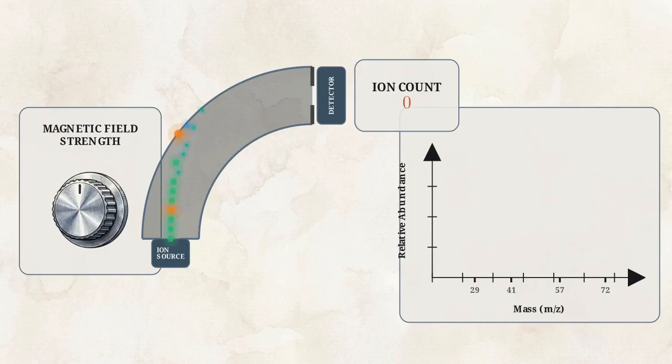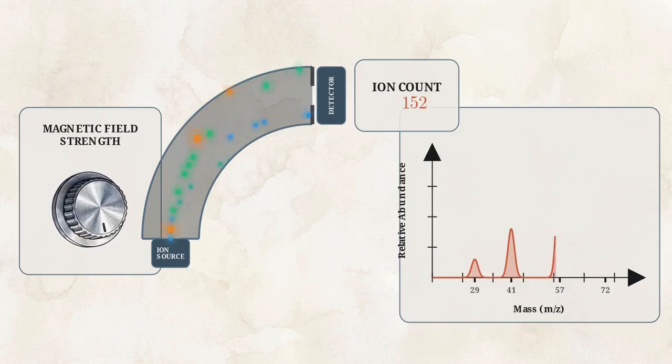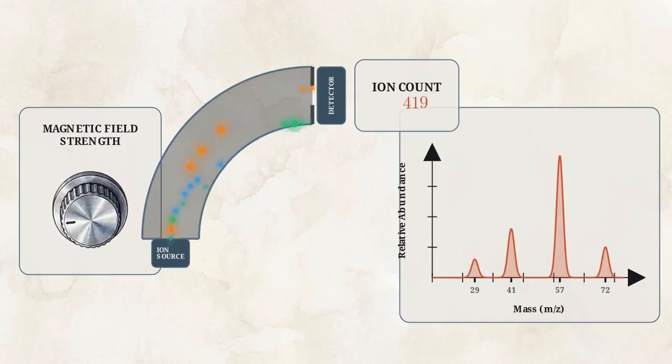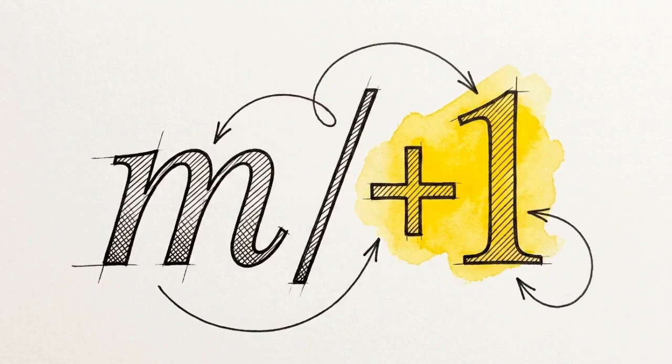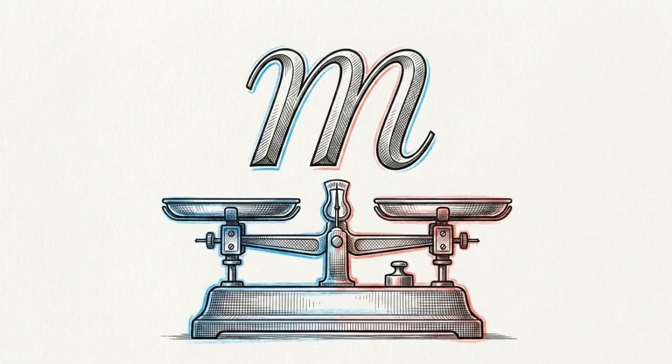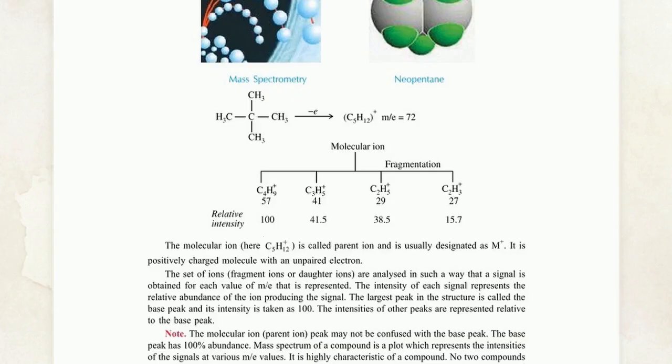As we sweep the magnet's strength up and down, the detector counts the hits of different masses as they pass through that slit. Because the charge of the ions is almost always exactly +1, sorting them by their mass-to-charge ratio is effectively sorting them by their exact molecular weight. This chart shows the final readout, the mass spectrum of neopentane generated by the detector.